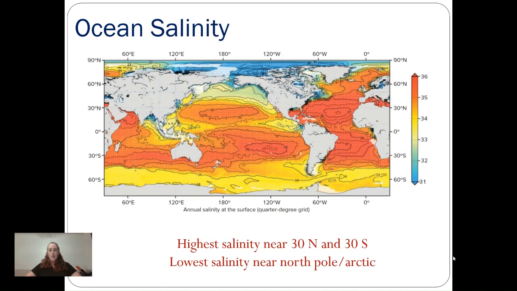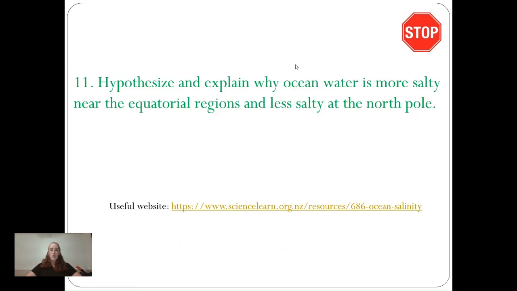So if we look at another map, this is a map of salinity. The units here are parts per thousand. So 36 parts per thousand is the orange colors, and 31 parts per thousand is more the blue colors. If you're looking at this map, what you should notice is that the reddish colors are at about 30 degrees north and 30 degrees south. And then the lowest salinity, so the more fresh water, is located in the Arctic. So our blue colors up here tell us that water is less salty up in the Arctic. So, your question based on that map: I want you to hypothesize and explain why ocean water is more salty near the equator and less salty at the North Pole.